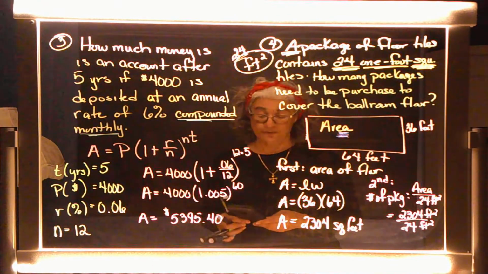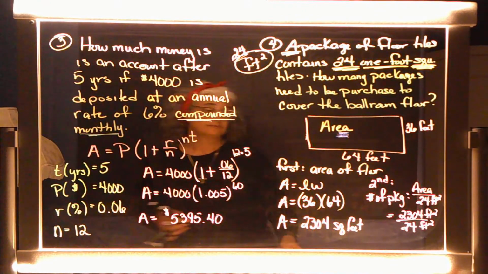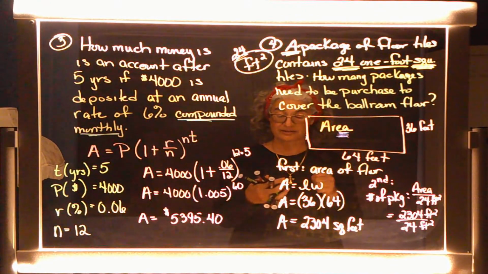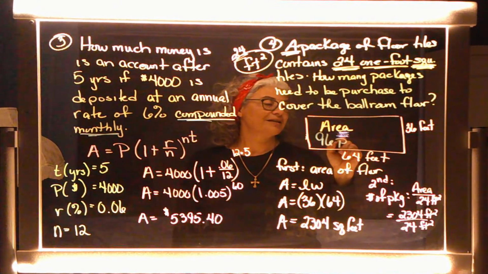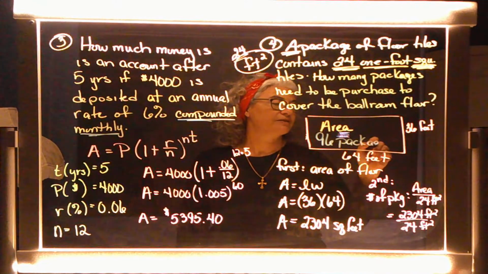Wow, this went in exactly. What'd you get? Did you get 96? Awesome. So what this tells me is I need 96 packages in order to cover this ballroom floor.